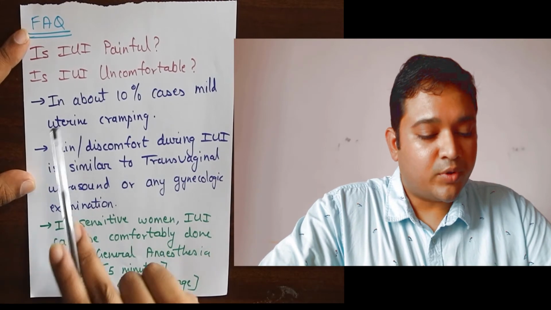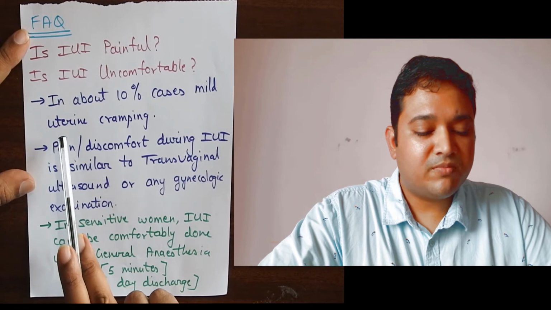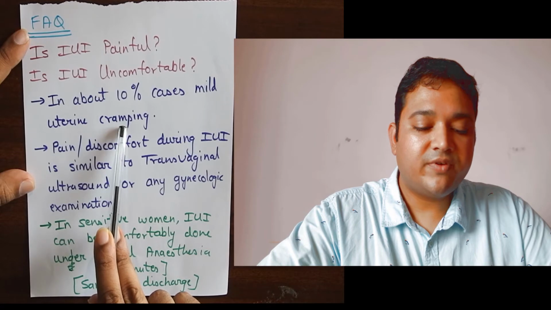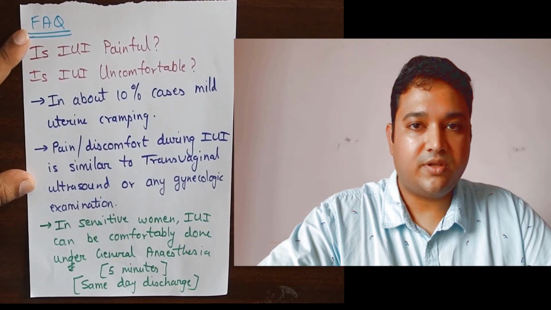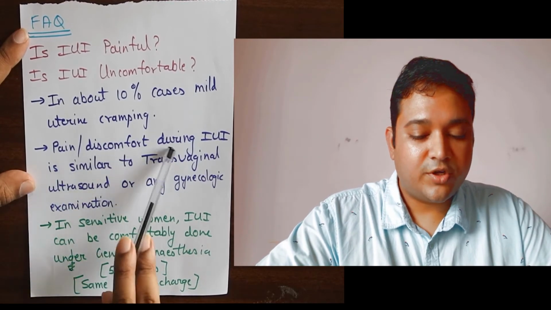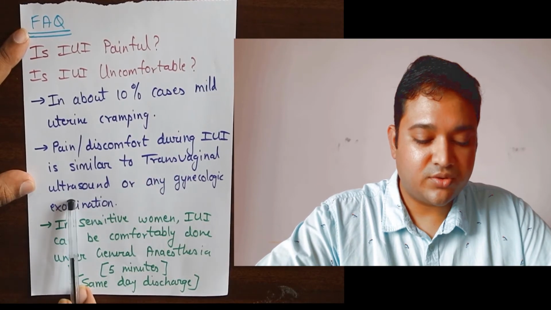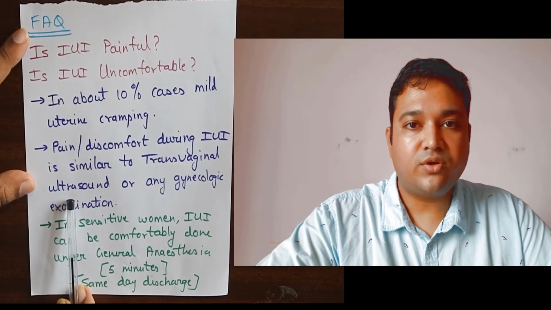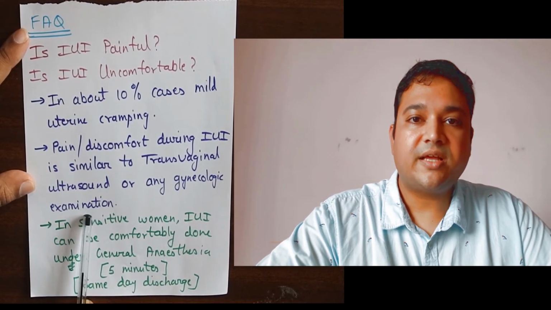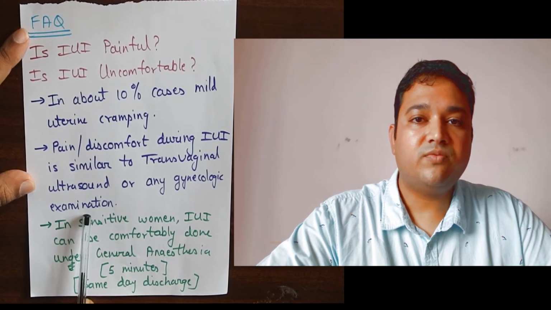However, it is important to note that in about 10% of the cases, the women may experience mild uterine cramping, which is similar to the uterine cramping noticed by women at the time of their monthly periods. Also, it is important to know that the pain and discomfort during the IUI process itself is similar to transvaginal ultrasonography, like you must have done during your ovulation studies, or any gynecological examination like a per speculum or a per vaginal examination which you might have undergone with your routine gynecologist.